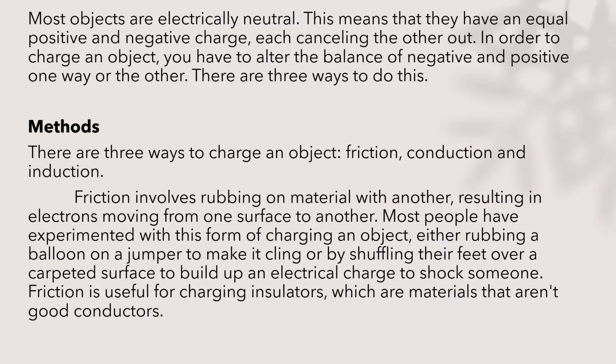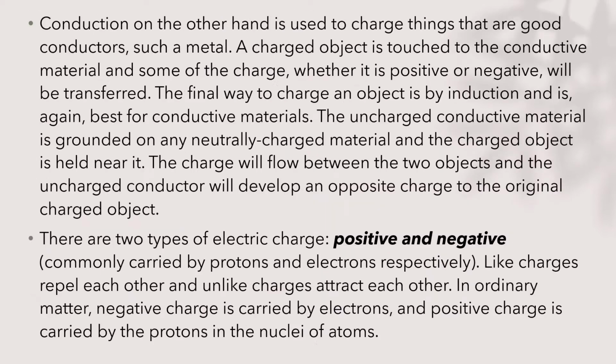Friction involves rubbing one material with another, resulting in electrons moving from one surface to another. Most people have experimented with this form of charging an object, either rubbing a balloon on a jumper to make it cling or by shuffling their feet over a carpeted surface to build up an electrical charge to shock everyone. Friction is useful for charging insulators, which are materials that aren't good conductors.